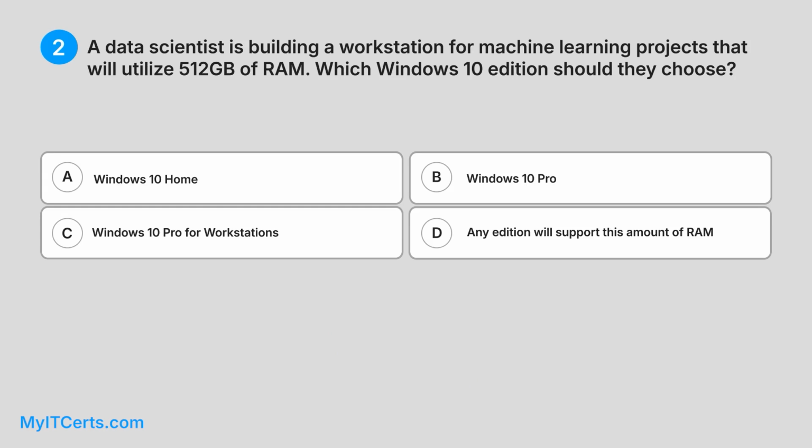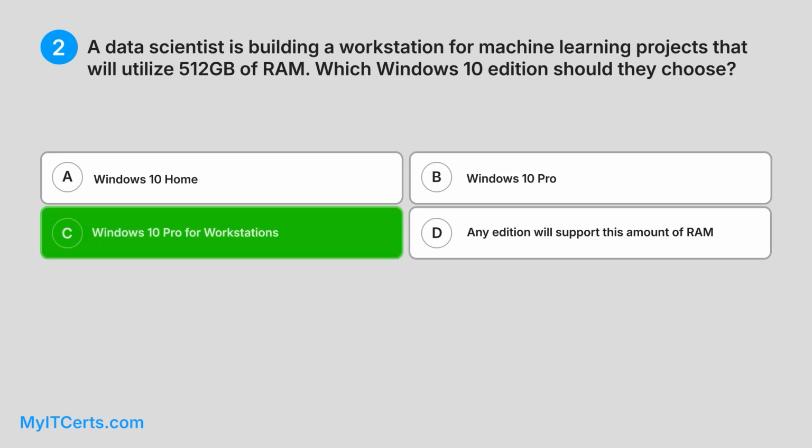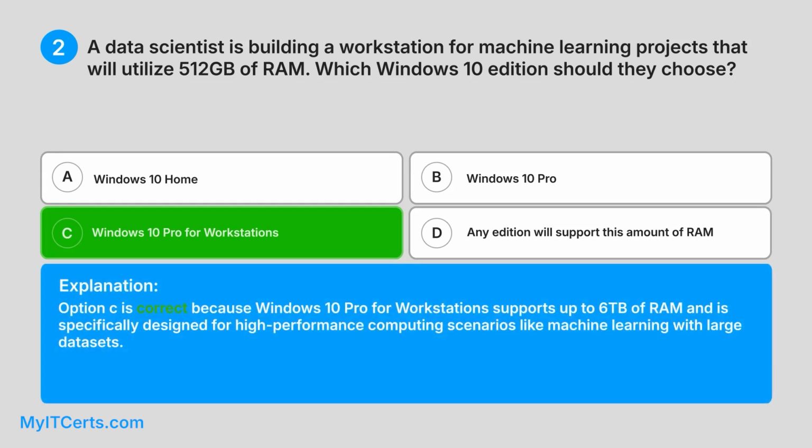Correct answer, C. Windows 10 Pro for workstations. Explanation: option C is correct because Windows 10 Pro for workstations supports up to 6 TB of RAM and is specifically designed for high-performance computing scenarios like machine learning with large data sets.